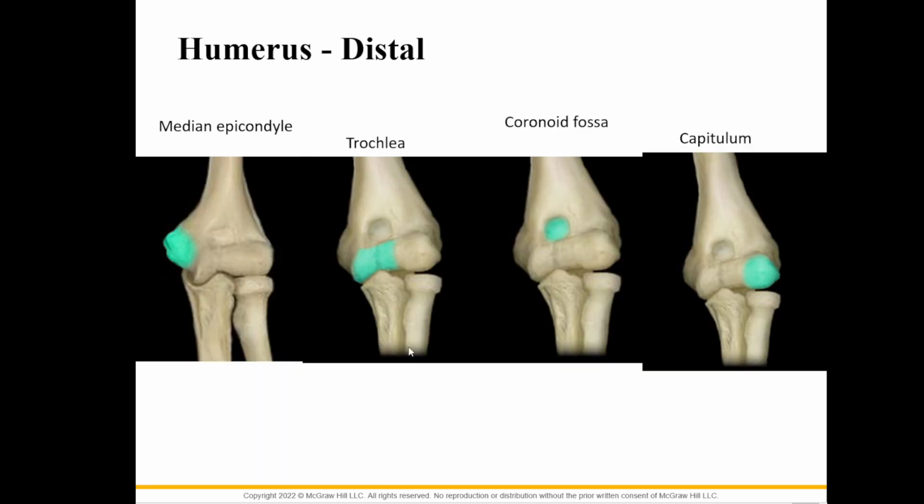Here we can see them better. Medial epicondyle inward. So if you touch your arm, you would feel your medial epicondyle. It's a protrusion on the sides. And then the trochlea. And then we have a depression here called the coronoid fossa. And the other condyle is the capitulum. This is where the radius and ulna would attach to.